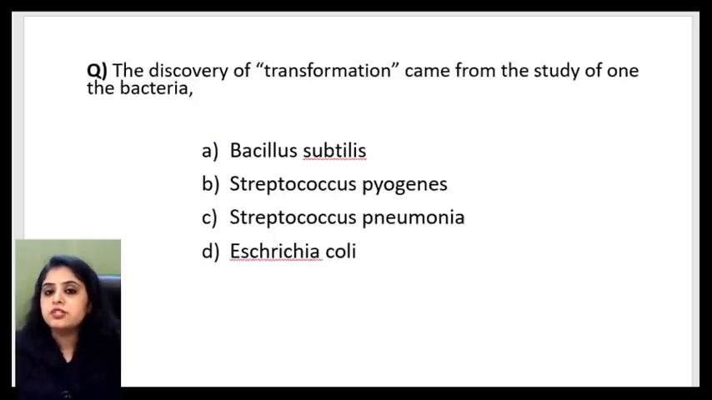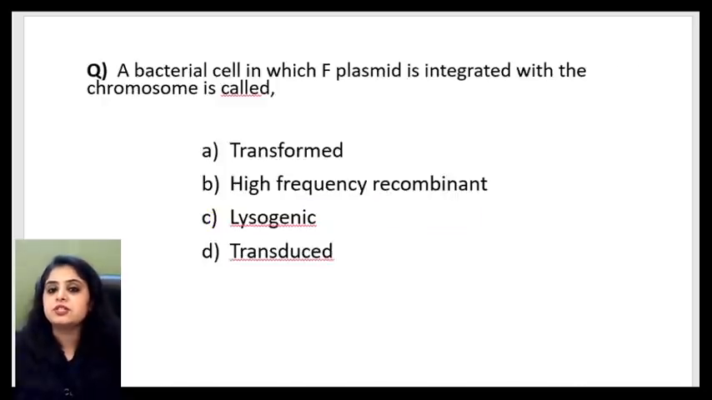Moving on to the next question. The discovery of transformation came from the study of one of the bacteria. I just taught you transformation was given by Griffith, and it was studied first on which bacteria? It was studied on Streptococcus pneumoniae. Next question: a bacterial cell in which F plasmid is integrated with the chromosome.